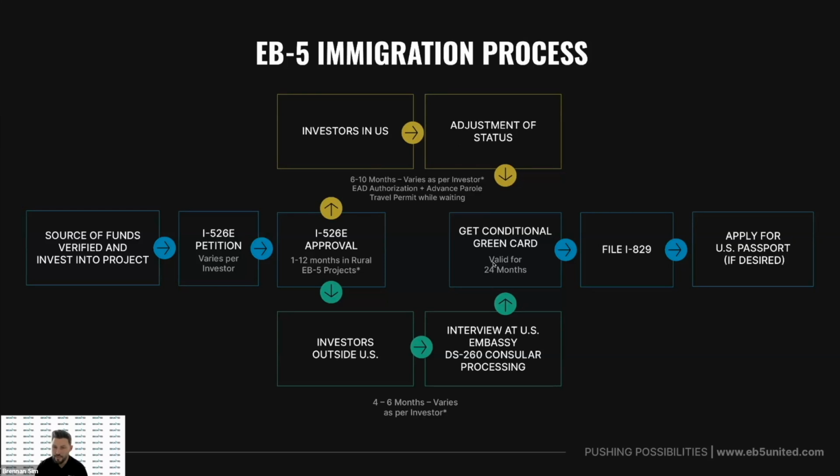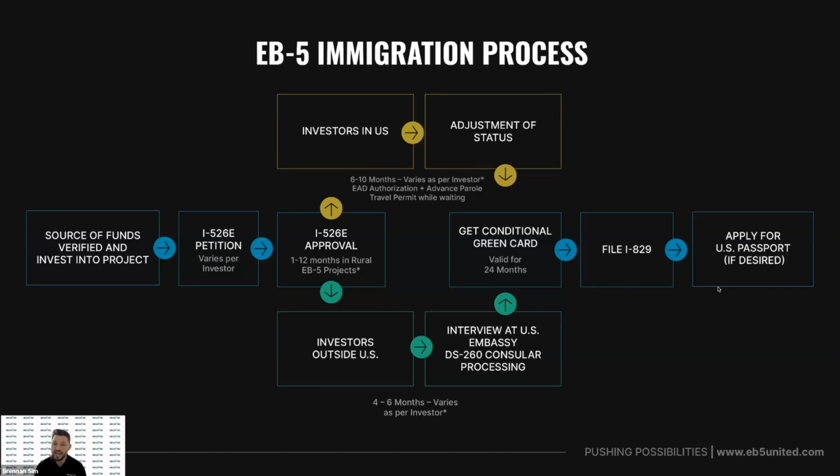And from there, you have to be on a green card for 2 years before you file what's called the I-829 petition. So with the I-526 petition, the USCIS is looking at 2 things. One, was the project an approvable EB-5 project? And number 2, is your source of funds acceptable?